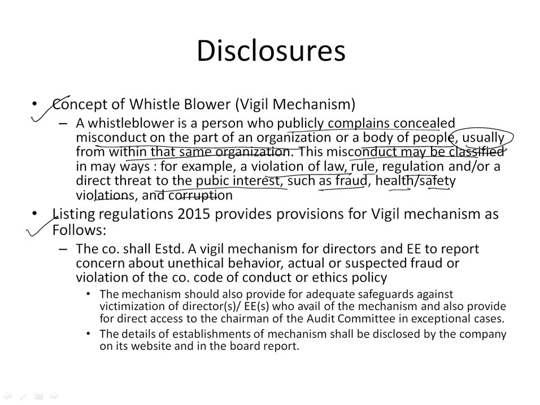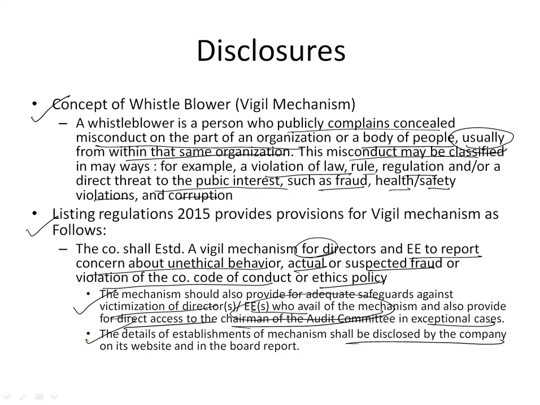The Listing Regulations 2015 provide for a vigil mechanism as follows. Now we're going to get into a little more detailed study here. The company shall establish a vigil mechanism for directors and employees who are concerned about unethical behavior, actual or suspected fraud, or violation of the company's code of conduct or ethics policies. This mechanism shall provide safeguards against victimization of the directors and employees who avail of such a mechanism, and also provide direct access to the chairman of the audit committee in exceptional cases. The details of the establishment of this mechanism shall be disclosed by the company on its website and in the board report.